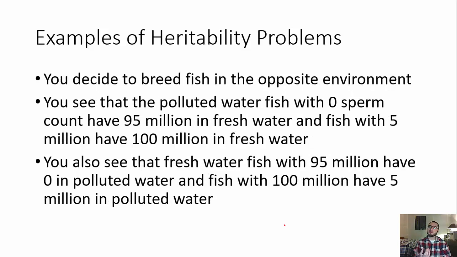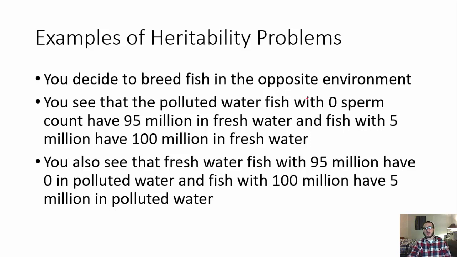So you decide to breed fish in the opposite environment. You see that the polluted water fish with 0 sperm count actually have 95 million when they're bred in freshwater, and fish with 5 million actually have 100 million in freshwater. You also see that freshwater fish with 95 million have 0 in polluted water, and the fish with 100 million have 5 million in polluted water.